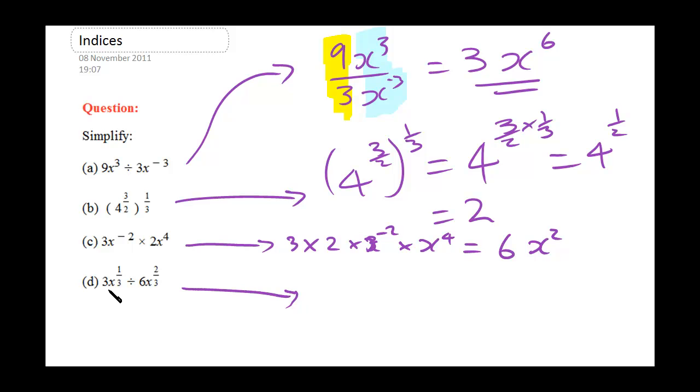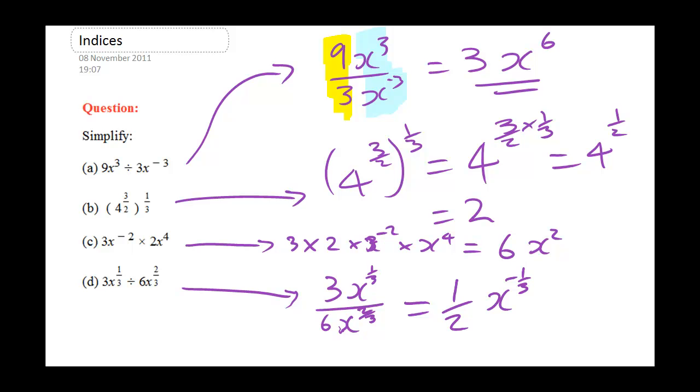On this one, do the same again as we did up here. We're going to go 3x to the power of 1/3 over 6x to the power of 2/3. Sorry, I'm messing around with the pen there. So you've got 3 over 6, which equals a half. X to the third divided by x to 2/3 is subtract the indices. 1/3 minus 2/3 is minus 1/3. So you've got x to the minus 1/3.